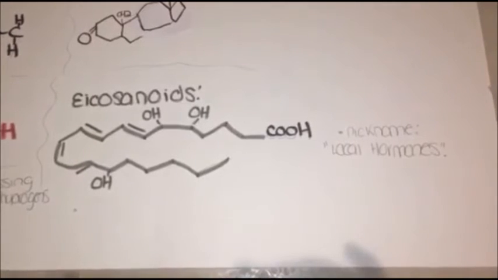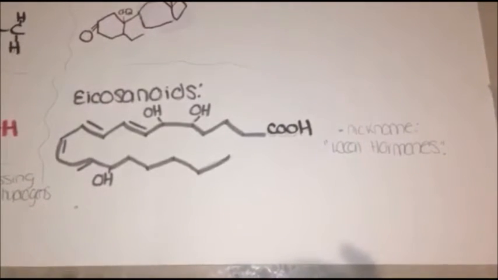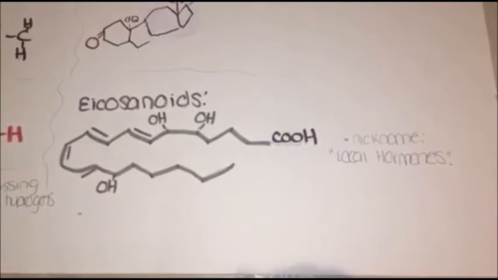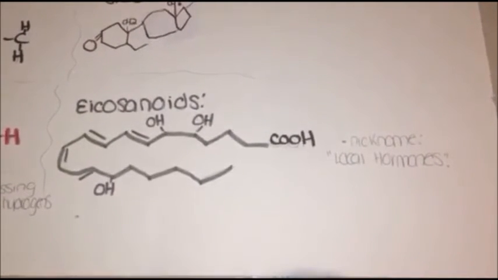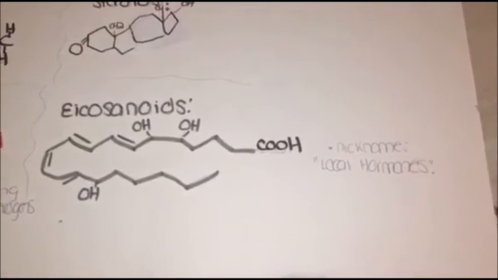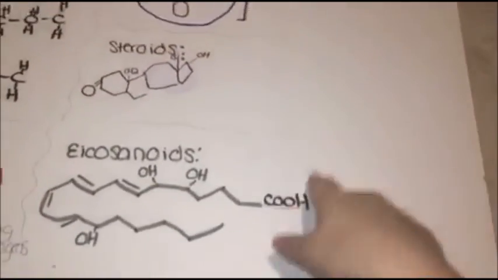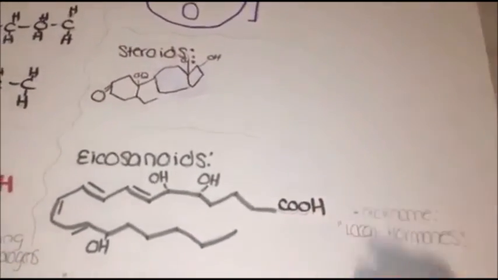Eicosanoids, molecules made by oxidation of 20-carbon fatty acids. They exert complex control over main bodily systems, mainly in growth. Their nickname is the local hormones.